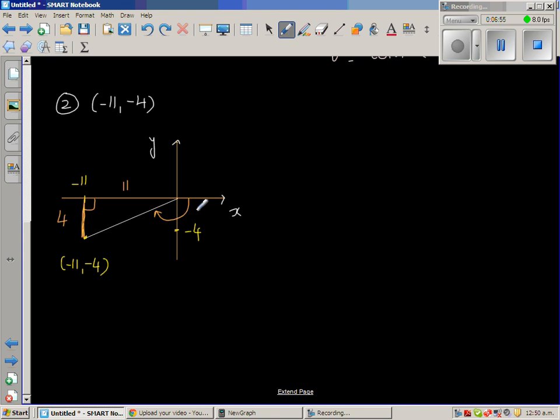This is what we want to find. So let me write this theta, but the triangle will give me this angle, so let me call this beta. And this is your r. So r is square root of 11 squared plus 4 squared, which is square root of 121 plus 16. So r is square root of 137.